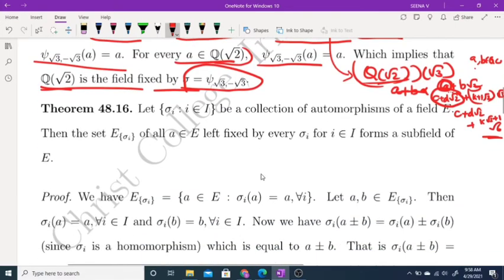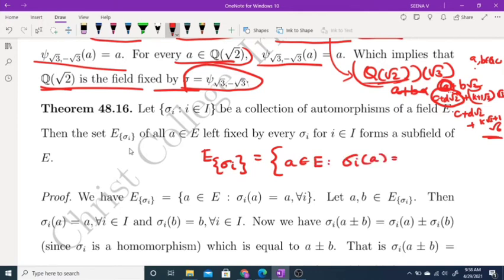Now moving to the next theorem. Let σ_i, i ∈ I, be the collection of all automorphisms of a field E. Then E_{σ_i}, the set of all a belonging to E fixed by every σ_i, forms a subfield of E. What is E_{σ_i}? E_{σ_i} is the set of all a belonging to E such that σ_i(a) = a. So this forms a subfield of E.